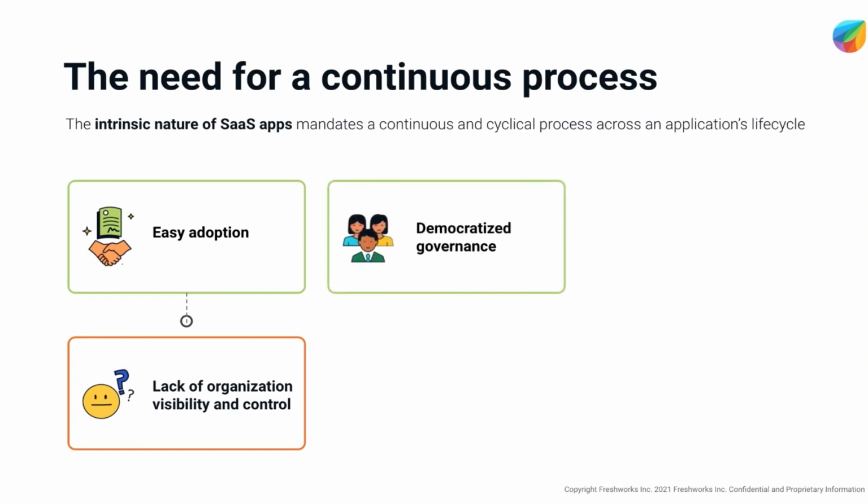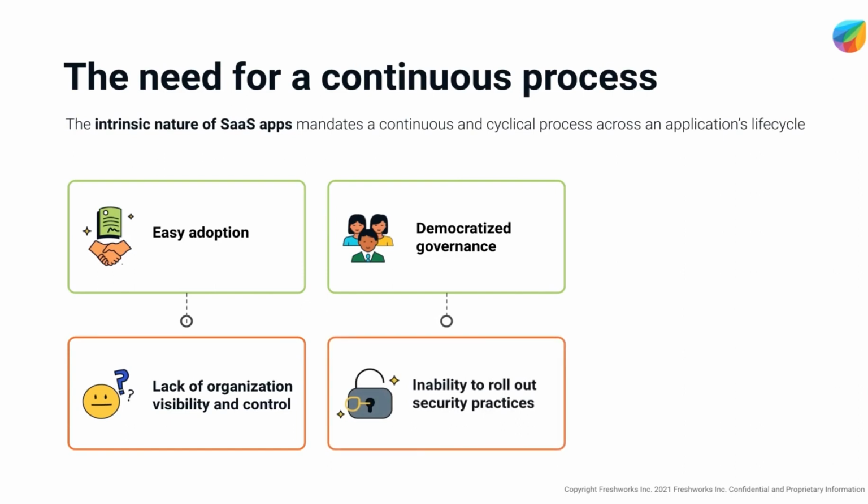Secondly, democratized governance. If employees can adopt their own SaaS applications, it also means that they get to decide who gets access to these applications, how the privileges are managed, and so on. So there is no adherence to centralized security practices, and as an IT team, you would not be able to roll out security practices across these applications used by your employees. For example, if there are employees who have left your organization, they might still have access to some of these unauthorized applications in your ecosystem as they are not going via your team for approvals and governance.